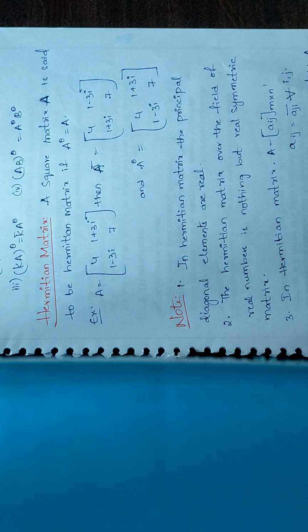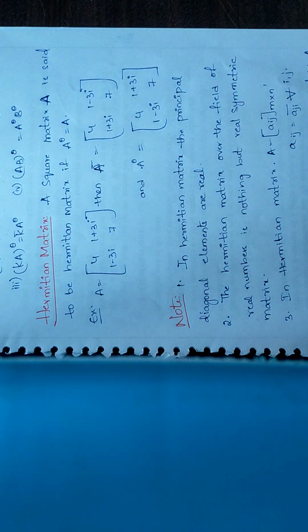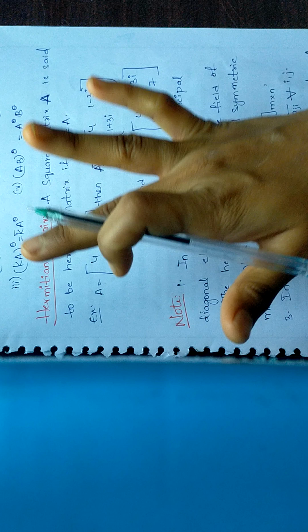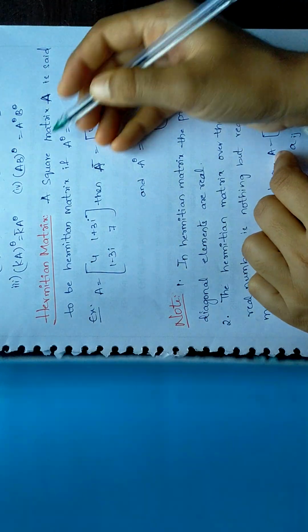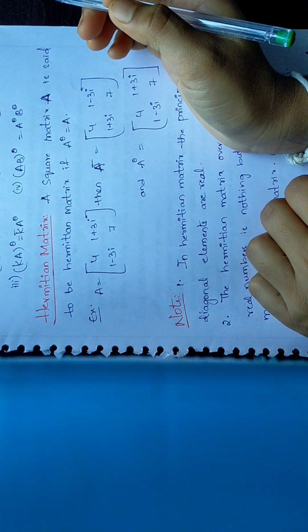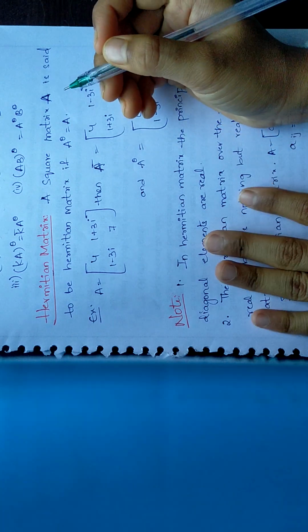Symmetric and skew symmetric. So here also we will have Hermitian and skew Hermitian. The difference is that in the symmetric matrix we will have only real numbers. In the Hermitian matrix we will have complex numbers. That is the first difference. And now, when do we say a particular matrix is Hermitian?